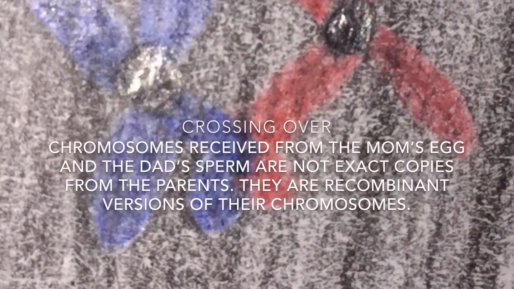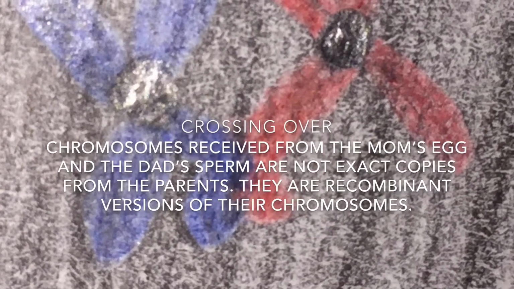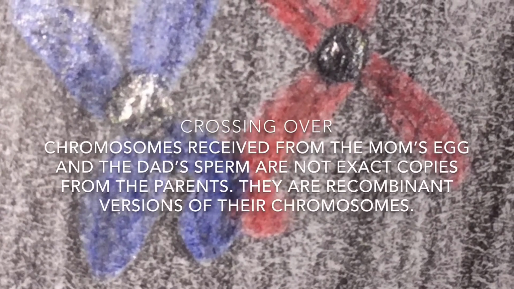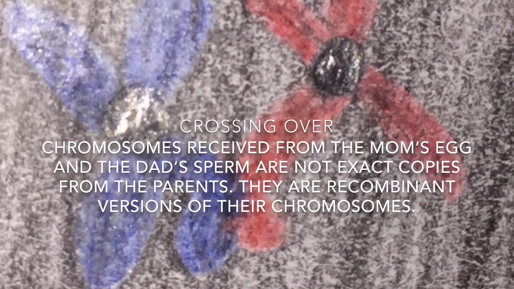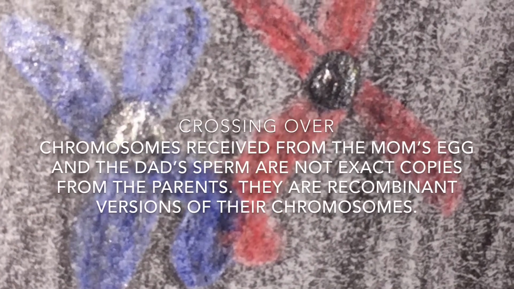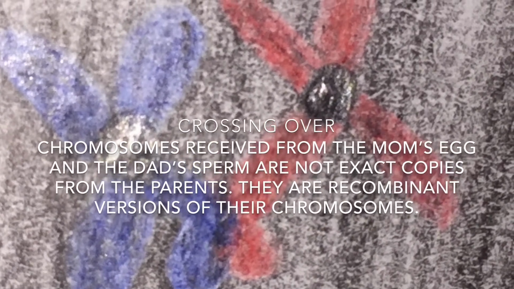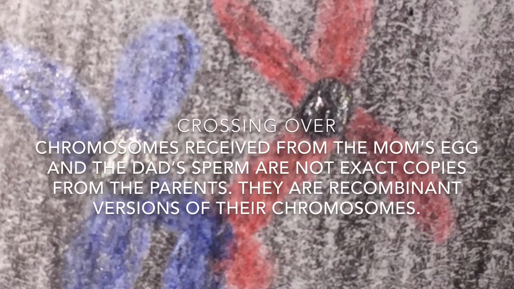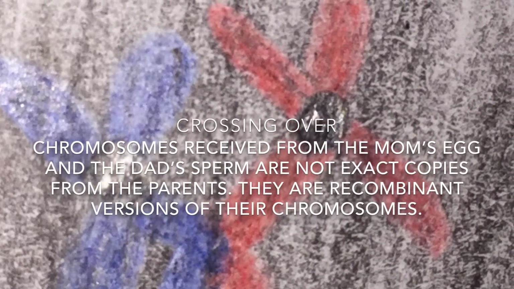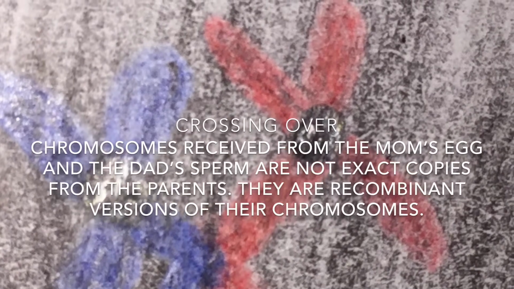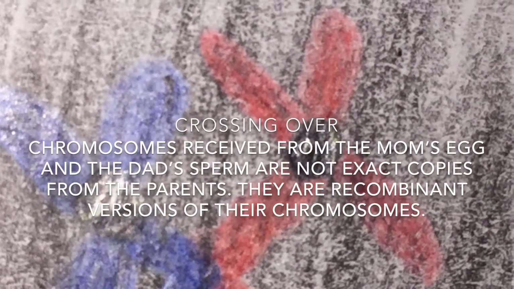Crossing over. The chromosomes received from the mom's egg and the dad's sperm are not exact copies from their parents. They are recombinant versions of their chromosomes because of crossing over during prophase 1. Only one recombinant version is received from each parental unit, a sperm or an egg. Because of crossing over, the fruit fly will look genetically different from their parents.